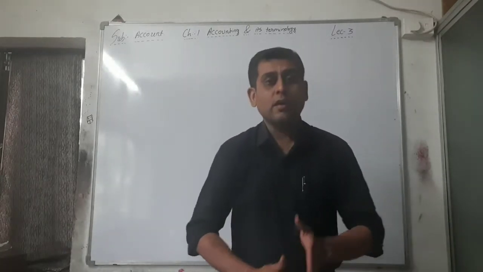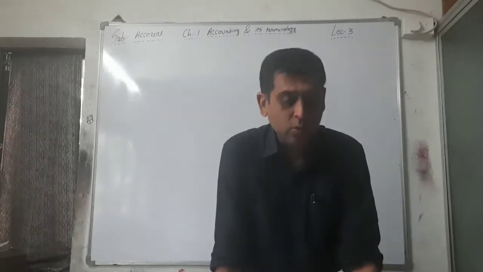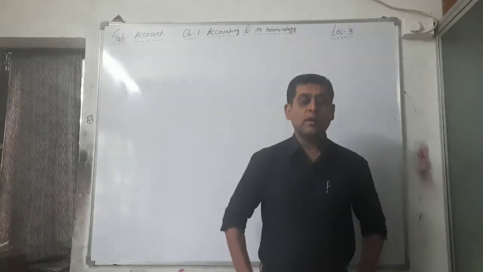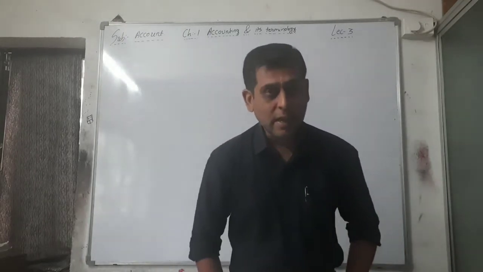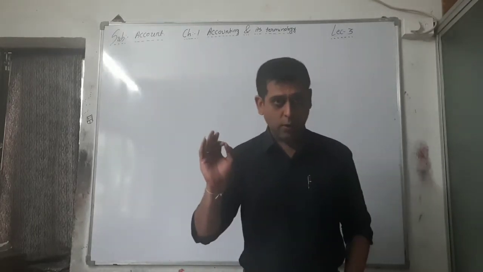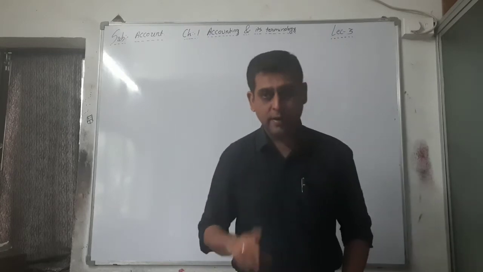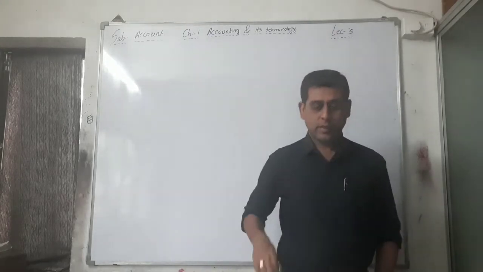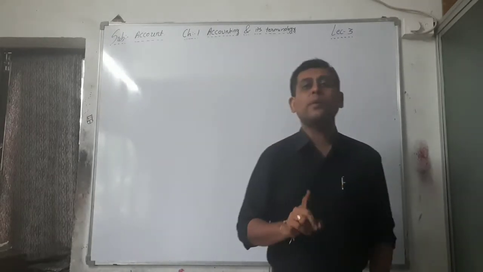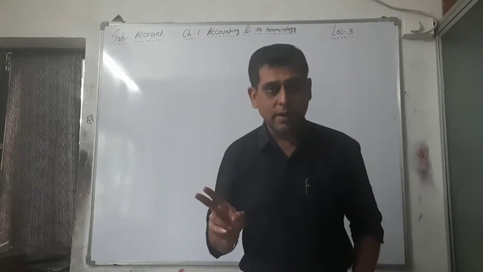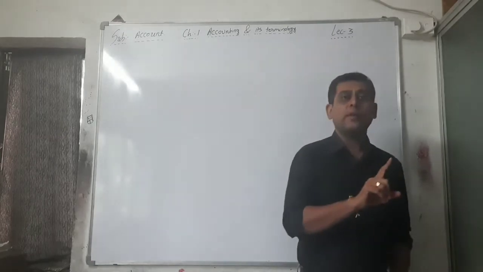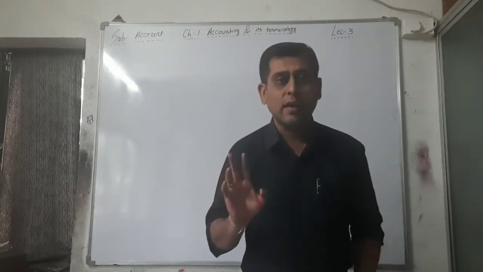Now, see, in the last lecture we completed up to point number 7, that is current liability and non-current liability. See, what is liability? First of all, liability means whatever you have to pay to anyone, that is your liability. There are two types of liability. On the basis of relation, there are two types. First one is internal liability and the second one is external liability. On the basis of time, again there are two types. First one is current liability and the second one is non-current liability.